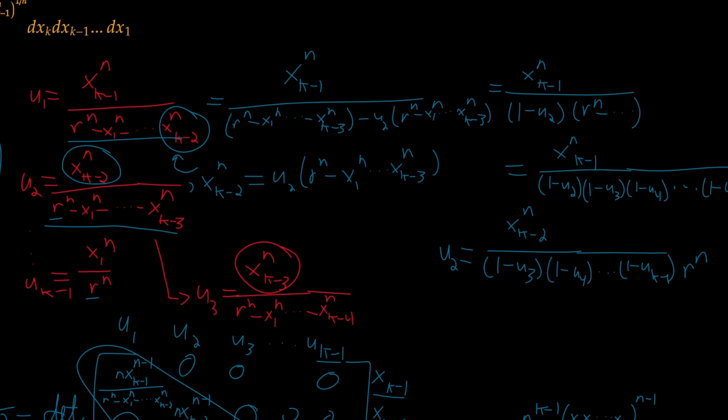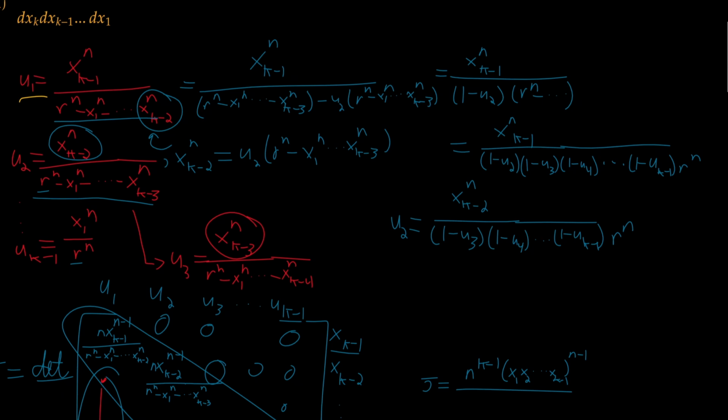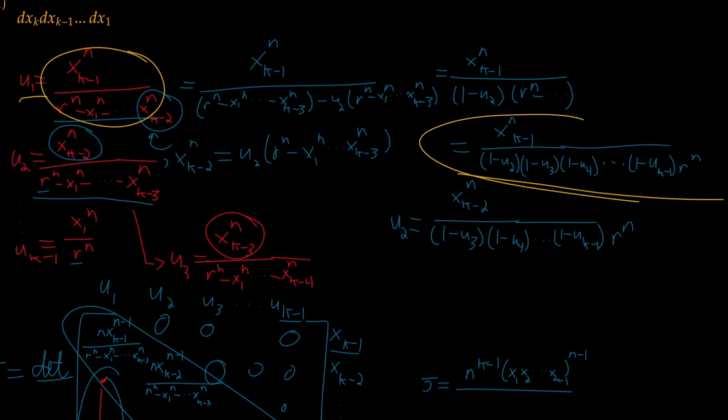We said that U1 right here is equal to, this is extremely messy, so I'm using a new color. We said that U1 right there is equal to all of this right here. Meaning that we can set this right here and this right here equal to each other, because at the end of the day, they're both U1. And in doing so, what we find is that the numerators kind of obviously cancel. So xk minus 1 to the n cancels with this right here, albeit different colors.